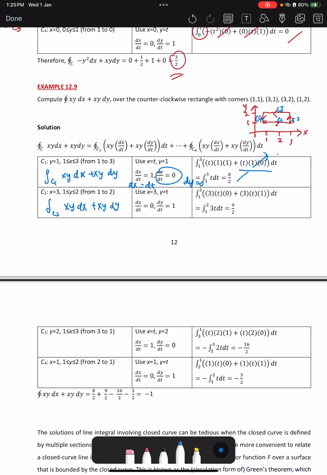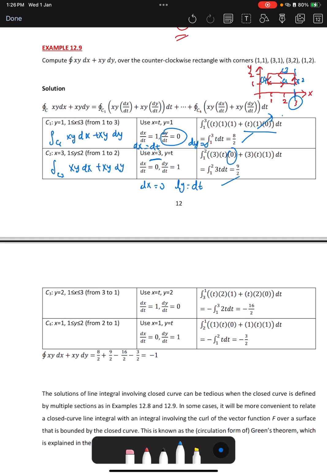Then for the second curve, C2, xy dx plus xy dy. X is equivalent to 3 along C2, so you get x equivalent to 3 and y equivalent to t. dx over dt will be 0, so dx will be 0, and dy will be equivalent to dt. So here 0, x is 3, y is t, multiply with 0, and then xy, 3 multiply with t, dy is equivalent to 1. Okay, and then when you replace the value, you get 9 over 2.